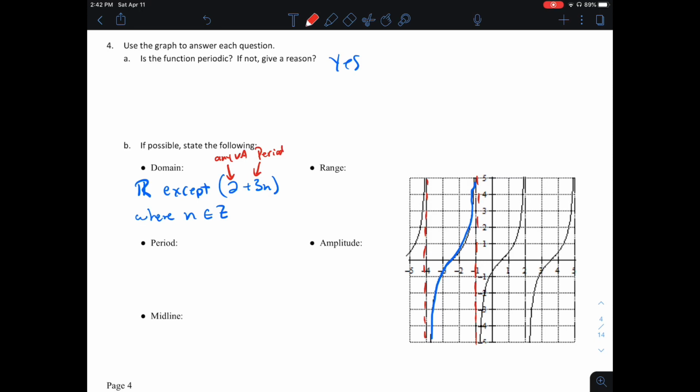What's the range for this? Well, this goes up and down forever, so we could say it's all real numbers. What's a period? As we've already mentioned, that is 3. Because if you go from any pair of vertical asymptotes, that period is going to be 3. Amplitude, this does not have an amplitude. Even though it's a periodic function, there's no amplitude because the amplitude was defined as the height from the midline of the function to its maximum or minimum values. This doesn't have a maximum or minimum. It goes up and down forever.